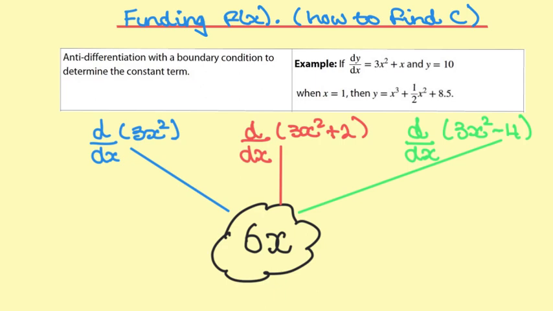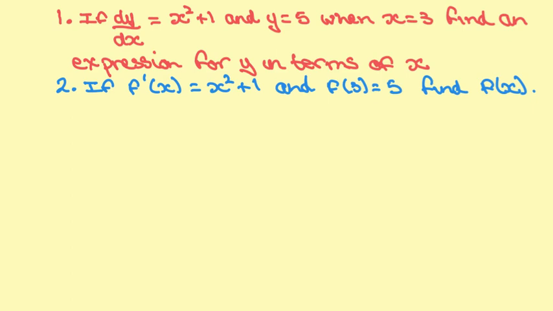So if we reverse the process and integrate 6x, how do we know which of our three functions is our answer? This is when we will be given an extra piece of information, and this is called our boundary condition, and this is to help us determine the constant term c. This type of question might be written in a couple of different ways.